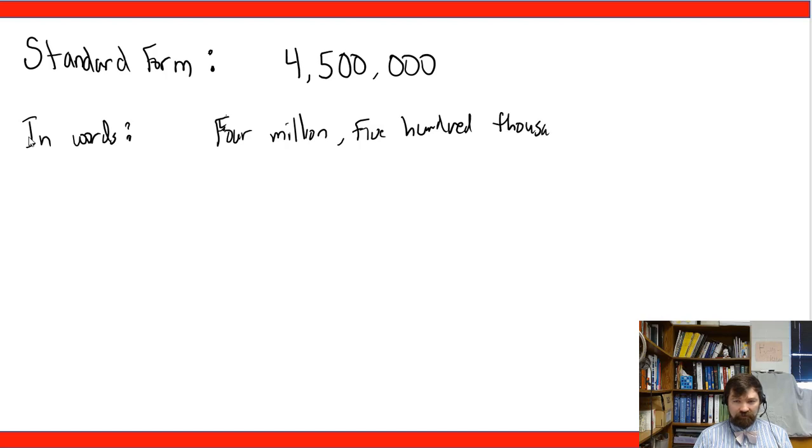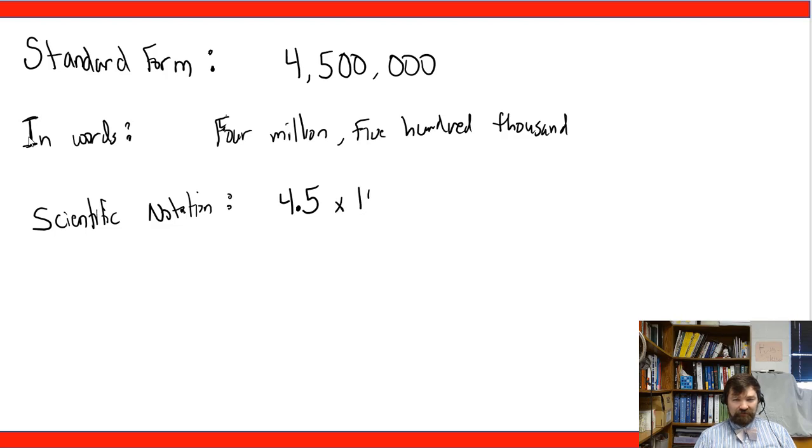And then what we want to do is write this in scientific notation. Okay, scientific notation is used for, or is especially useful for, very large numbers or very small numbers. Okay, so scientific notation, I'll just write the number out and then I'll explain what it is. So in scientific notation, this would be 4.5 times 10 to the 6th. Okay, so that is scientific notation for this number.